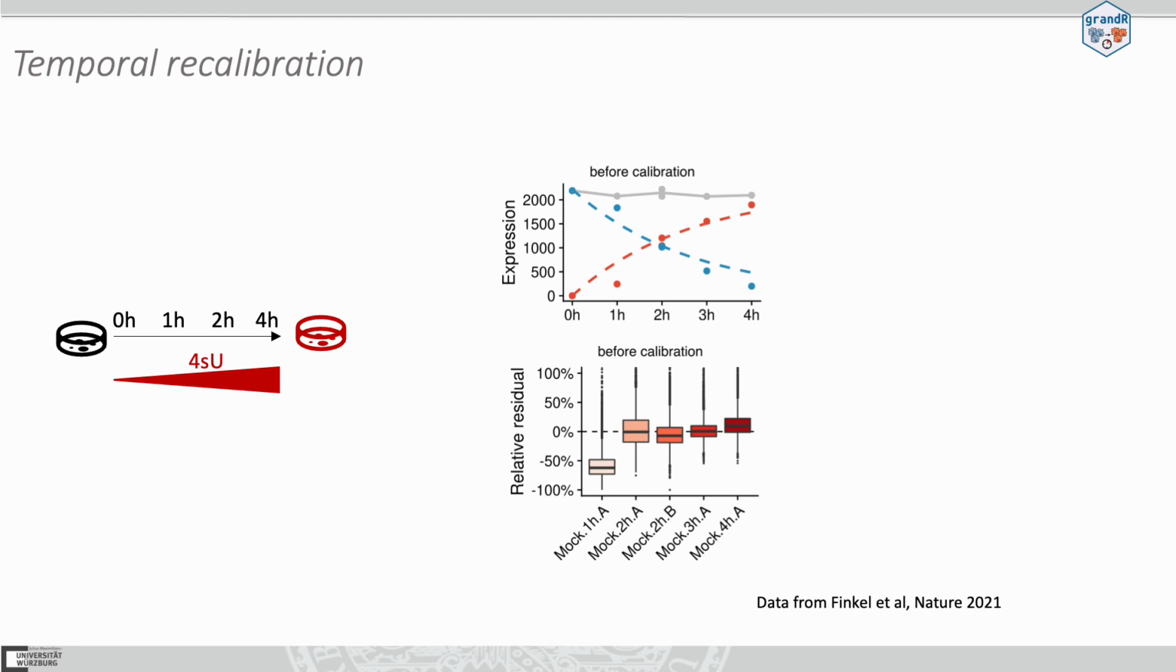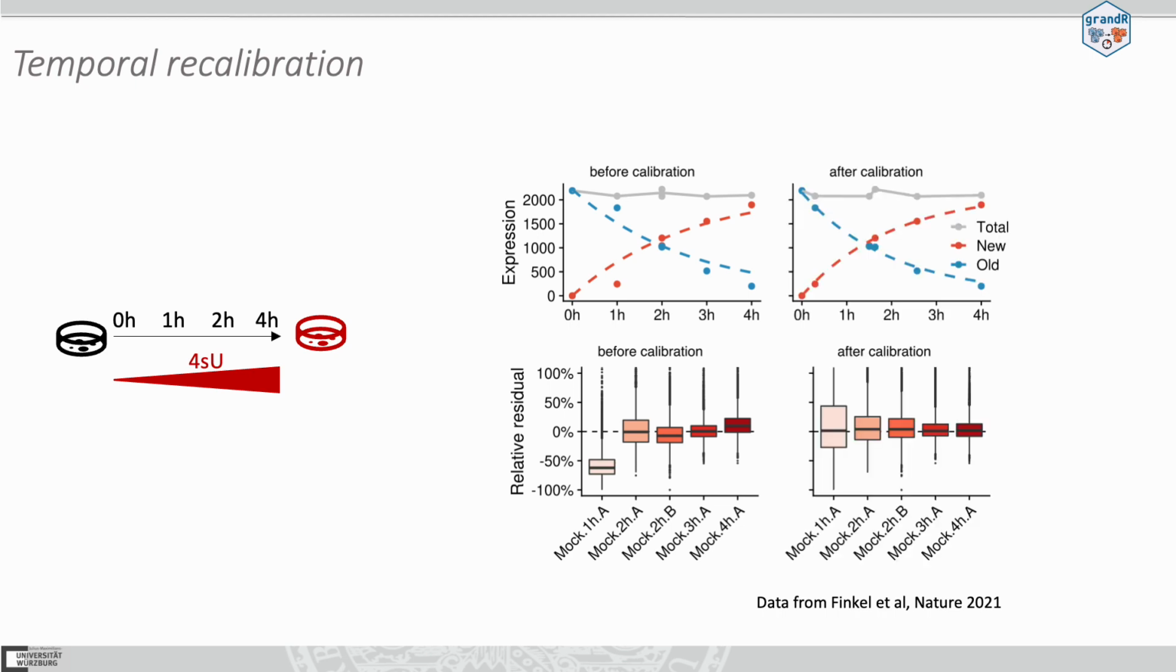But with grandR, we introduced a recalibration for this using a joint maximum likelihood. And we see that after calibration, this effect can be completely rescued. And this is especially critical when we want to compare samples with distinct labeling times, and of course it also is important for estimating degradation and synthesis rates.